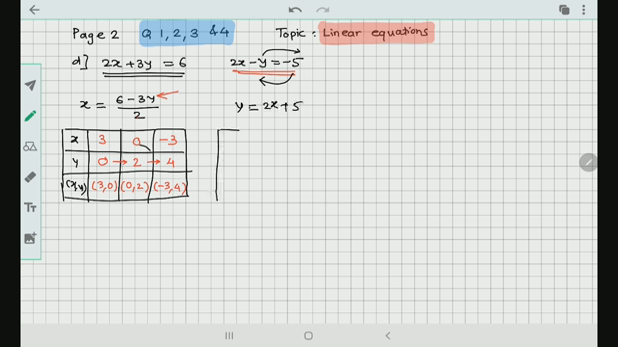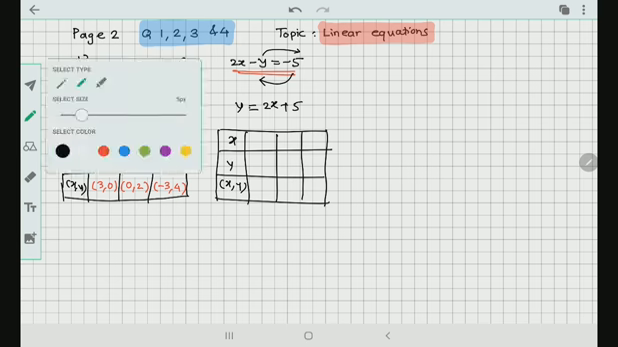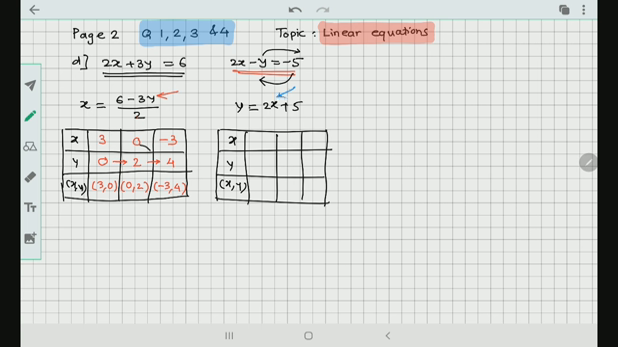Again I'm going to draw the table. And this time I have the chance of choosing x, not y. So I can choose x as anything, like 0. If I take x equal to 0, y is 5. If I take x equal to 1, y is 7. And if I take minus 1, for example, I get 3. So my solutions are 0 comma 5, 1 comma 7 and minus 1 comma 3.